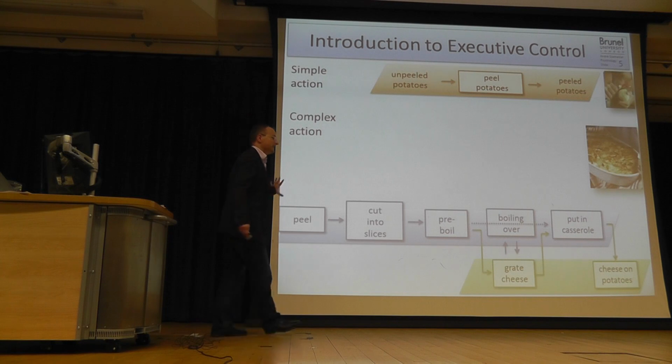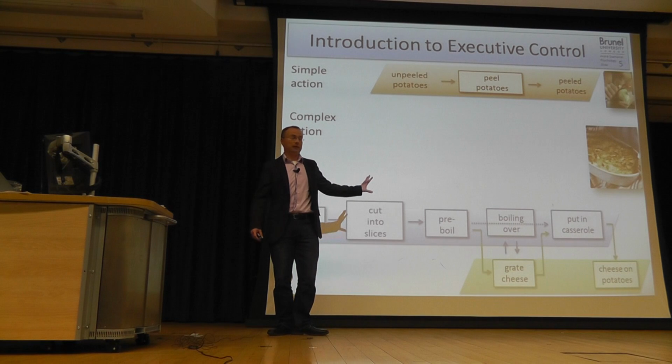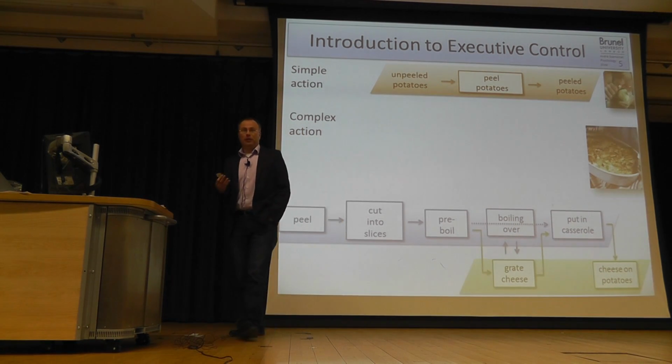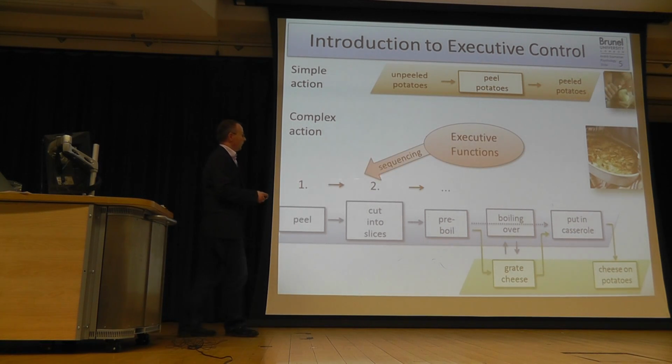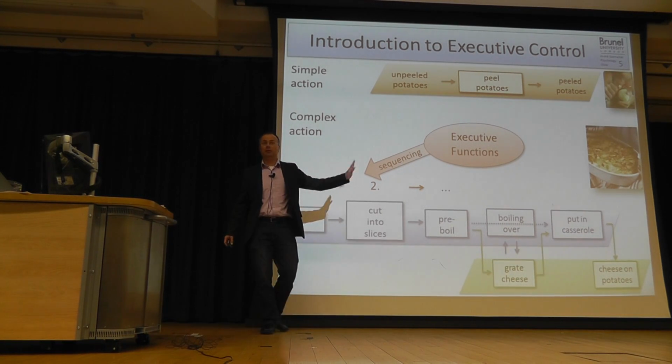And this is a classical example where people would say, okay, you need executive control functions to coordinate that type of task. What are these functions in particular? So, first of all, it's sequencing, that we really do them in the right order.